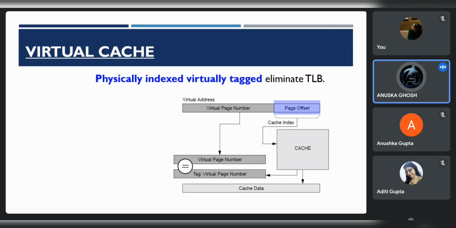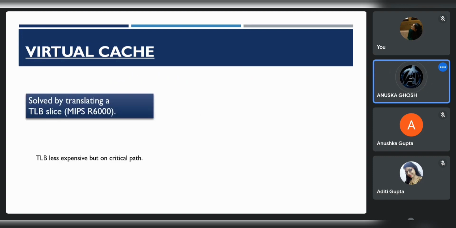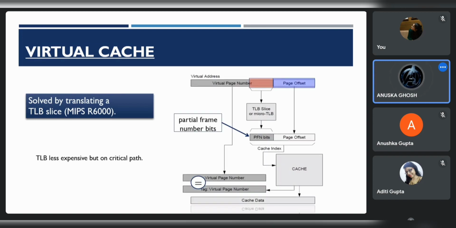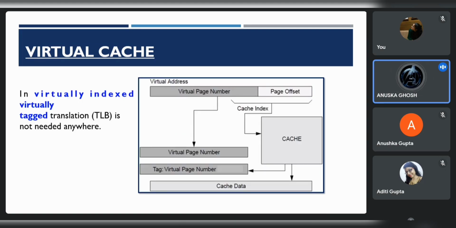So physically indexed, virtually tagged eliminates the TLB. Here we see the index still cannot grow. Now, this problem is solved by translating a TLB slice. As we previously said, the TLB is less expensive but on the critical path. So in virtually indexed, virtually tagged translation, the TLB is not needed anywhere.